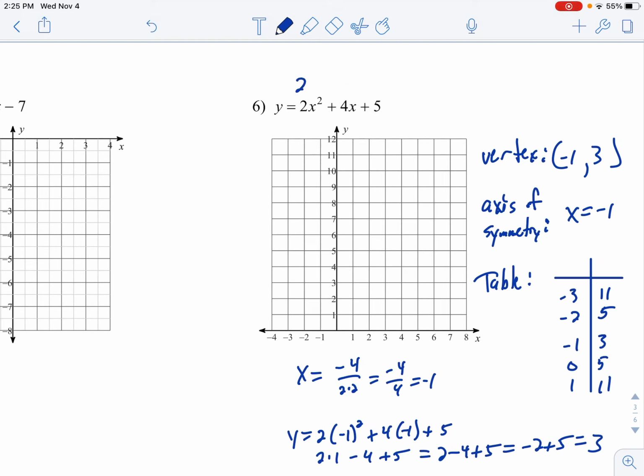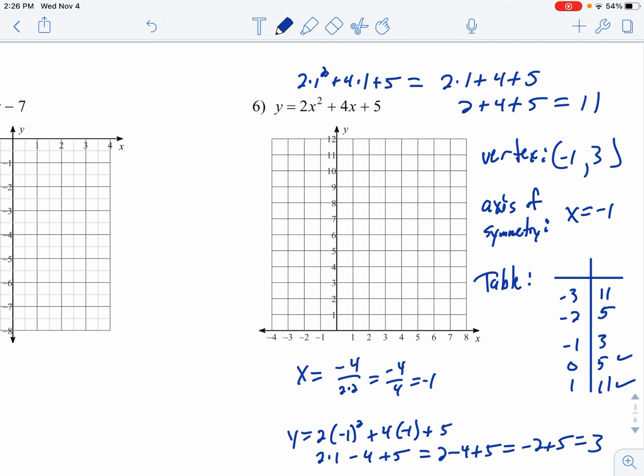Plug in a 0. 0 is always so easy to work with. We end up with 0 plus 0 plus 5, which is 5. Check. Plug in a 1 and work that out. 2 times 1 squared plus 4 times 1 plus 5. 1 squared is 1. 2 times 1. 4 times 1 is 4. 2 plus 4 plus 5 is what? 6 plus 11. Check. Plot the points.